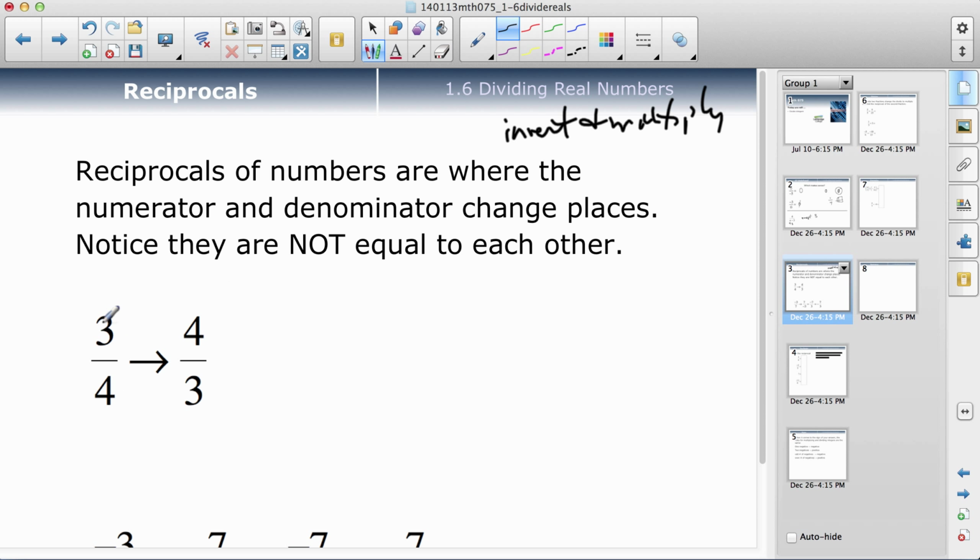So if the numerator is 3, the denominator is 4, the reciprocal of that would be 4/3. Notice that they're not equal to each other. I put an arrow there. These two aren't equal to each other, but they are reciprocals of each other. Or I think the book uses the term the multiplicative inverse. That's a nice word to remember.